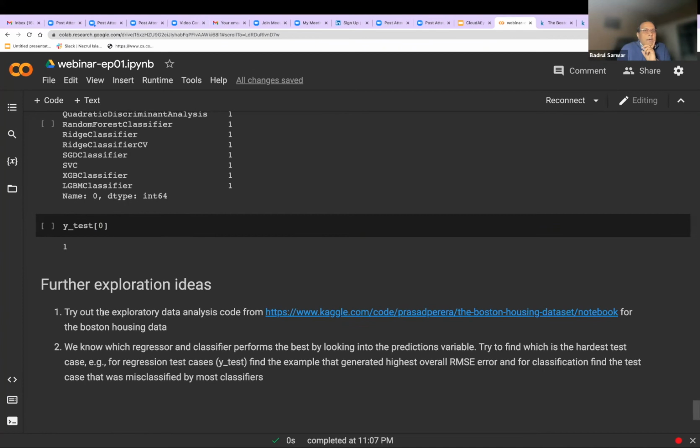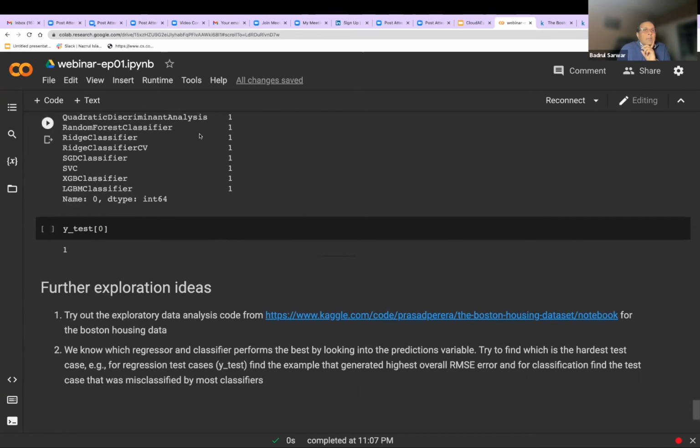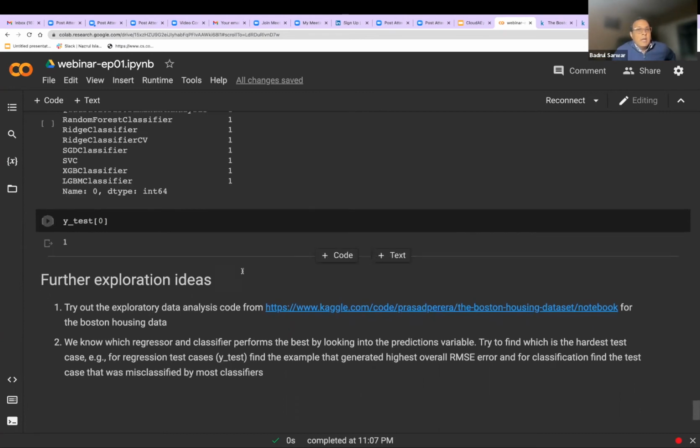I have provided you with some exploration ideas, so please download this notebook. It is hosted in something called Colab. This is a Google facility where you can run any Python code, and they provide you a runtime environment where you can use GPUs and other things. There I have given you two assignment-type things where you can explore on your own.